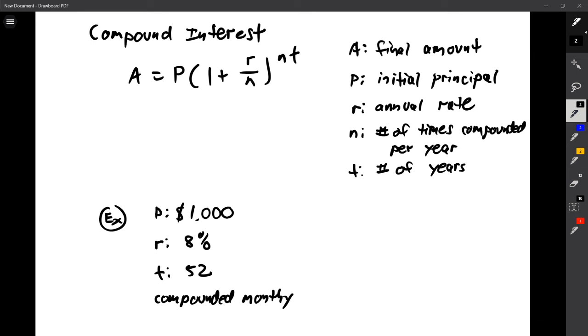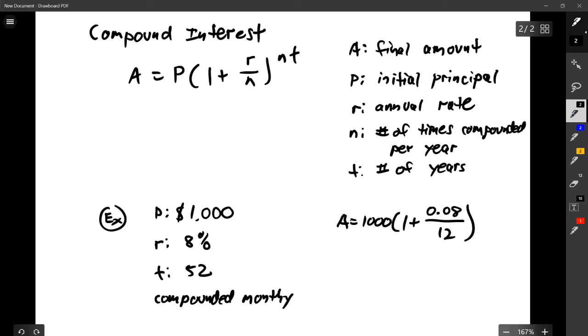So plugging into our formula, we have A equals P. P here is 1,000, times 1 plus R, but as a decimal, so 0.08, over N. It's compounded monthly, so it's over 12, to the power of 12 times 52. Okay, let's start to break this down. I have 1,000 times, and let's look at what 0.08 divided by 12 is, just to break this down in bite-sized chunks.